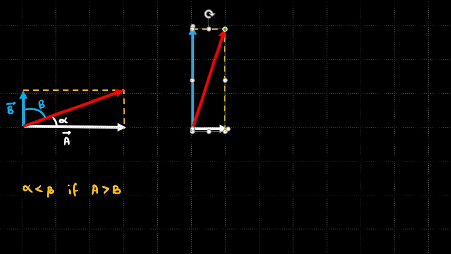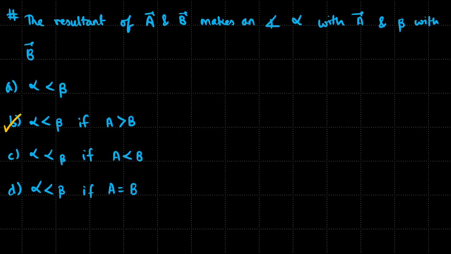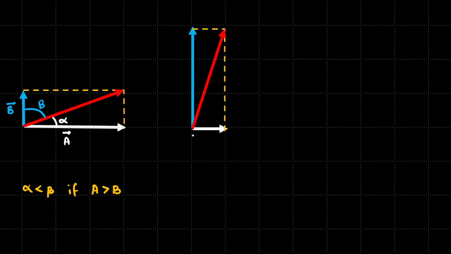Let's look over here where A is less than B. So this is our vector A, and this is our vector B. This angle is obviously alpha, and this is beta, and I obviously see that alpha is greater than beta if B is greater than A.